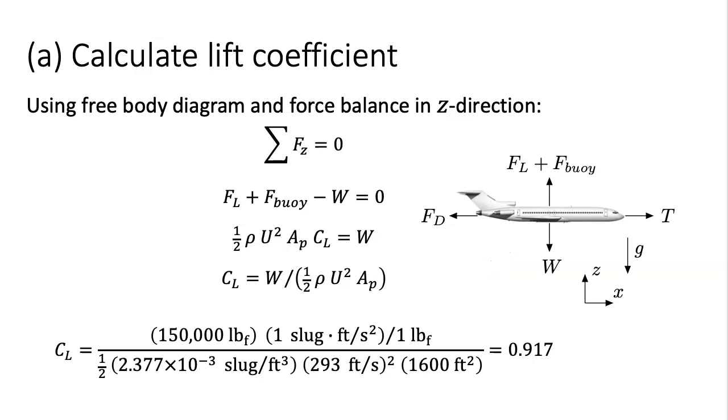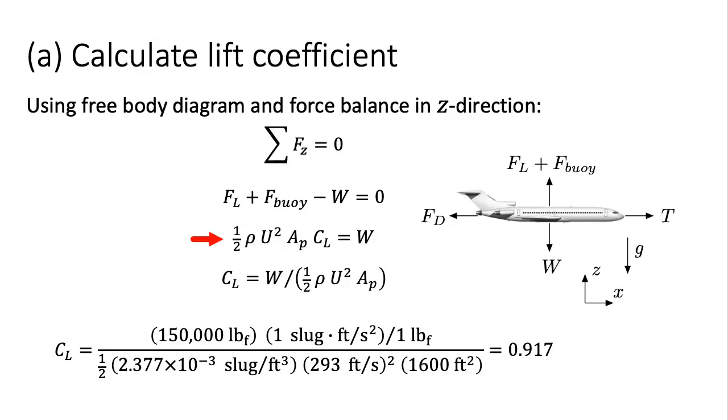Thus, the velocity and altitude are constant. Then, applying our force balance in the z direction, where the sum of the forces are 0, we get that the lift and buoyancy force are equal to the weight of the plane. For these conditions, where the average density of the plane is 3 orders of magnitude greater than the density of the surrounding air, it is reasonable to neglect the buoyancy force.